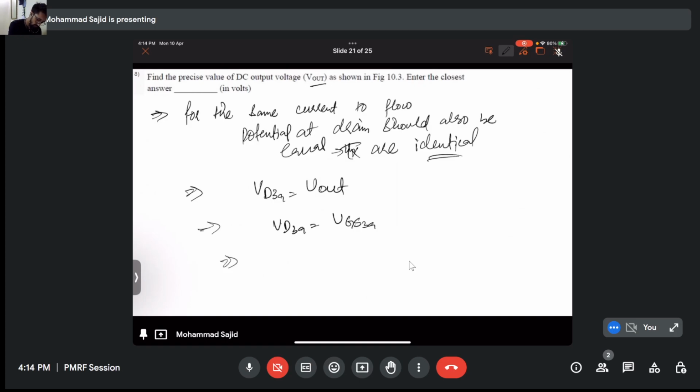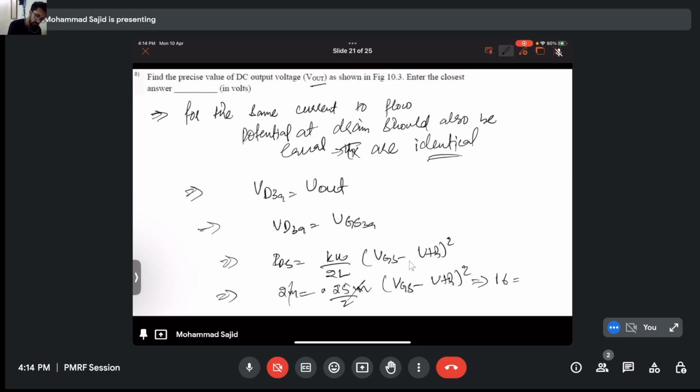For transistor 3A, we calculated it, but let me calculate again. ID is equivalent to KW by 2L times (VGS minus VTH) whole square. This is 2 milli, this is 0.25 milli by 2, times (VGS minus VTH) whole square, and this comes out to be 5.5. So therefore, the output is 5.5.